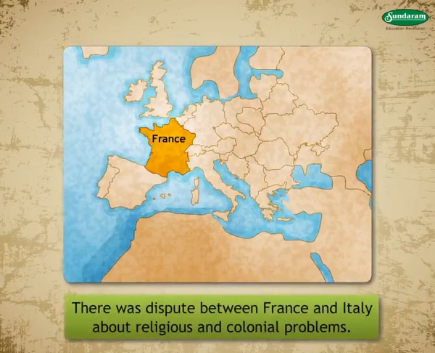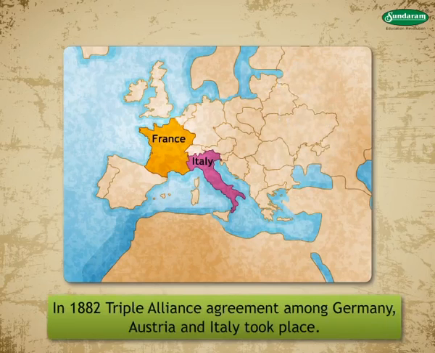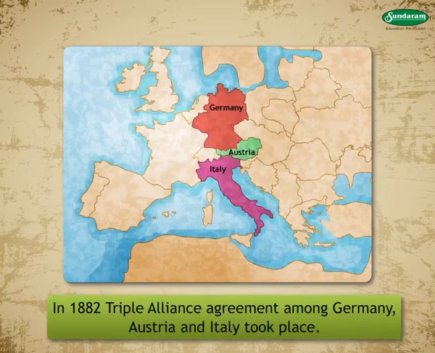There was dispute between France and Italy about religious and colonial problems. Bismarck took this opportunity to include Italy in his group. In 1882, the Triple Alliance Agreement among Germany, Austria and Italy took place.